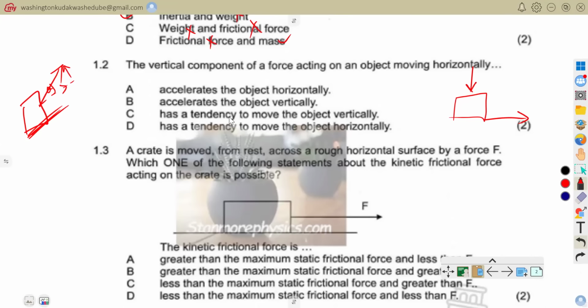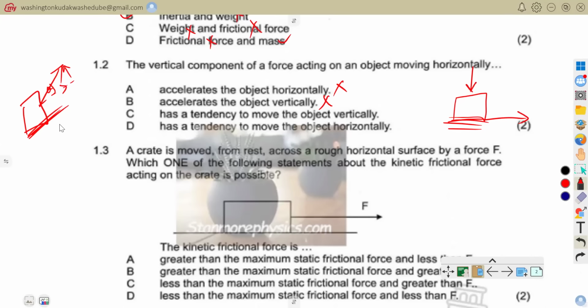Now they are asking us, is the vertical component of the force that is acting on an object that is moving horizontally going to accelerate the object horizontally? No, it won't. Is it going to accelerate the object vertically? It is not going to be able to accelerate it vertically because the object is just moving horizontally. So vertically there is no acceleration, so it won't. And then does it have a tendency to move the object vertically? Yes, it has got a tendency of moving the object vertically, because its component is in the vertical direction.